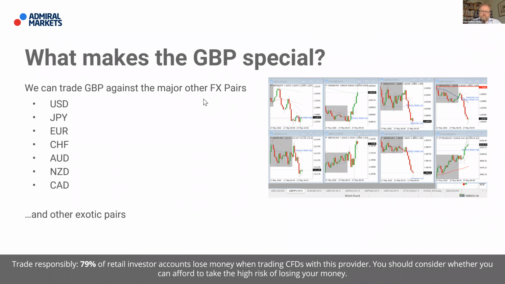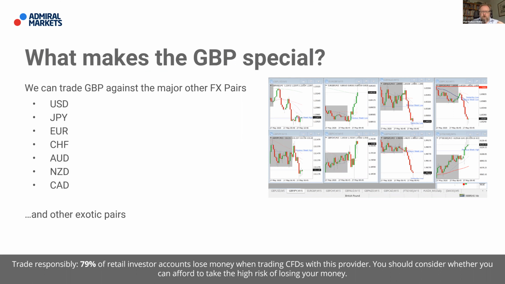So, in terms of what makes that GBP special? Well, one of the things is that, as I said, London is still the number one spot in the world for spot FX trading. And we can trade pound sterling against the major other FX pairs. For a new trader who's looking to understand what you should be focusing on, if you're in the European time session and looking to focus on trading the pound pairs, then you're in a position to trade the pound against those major other FX pairs.